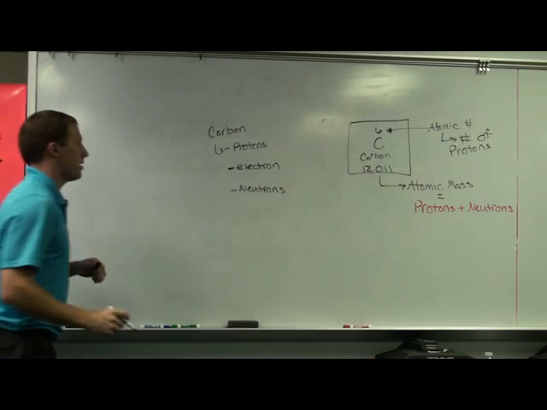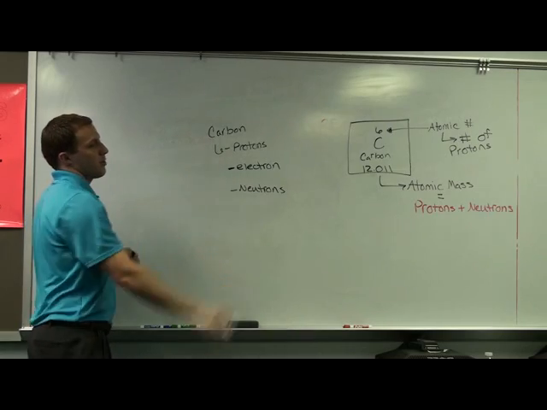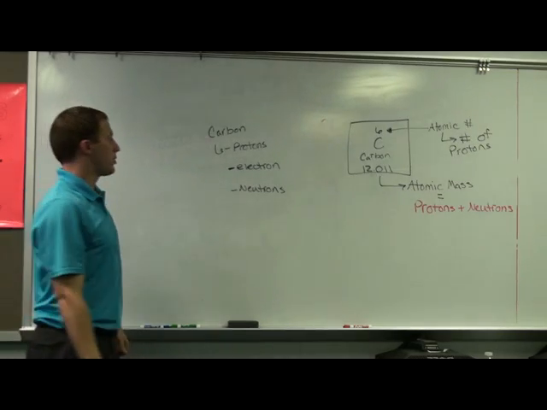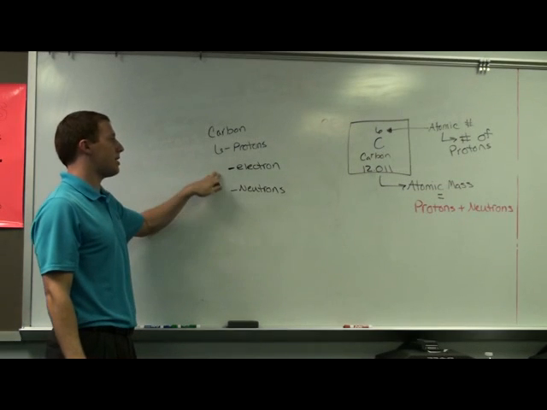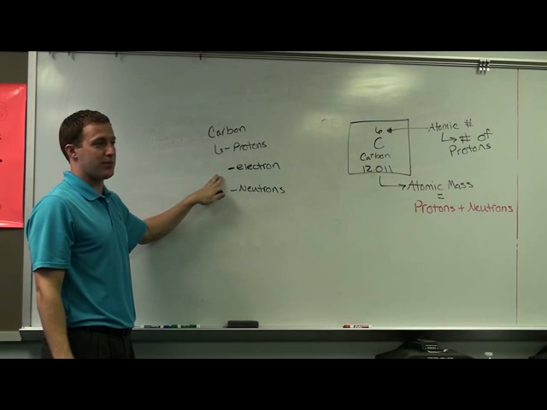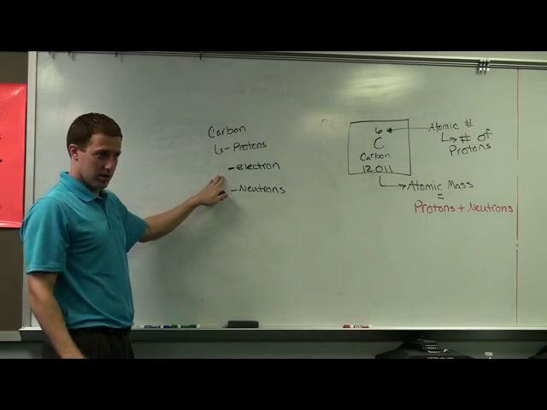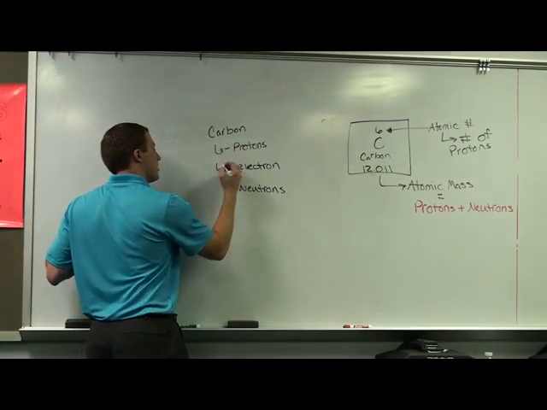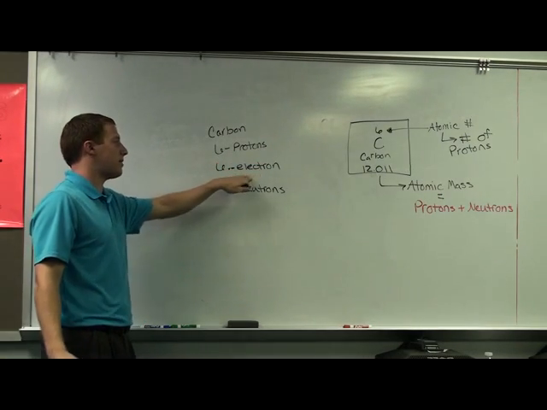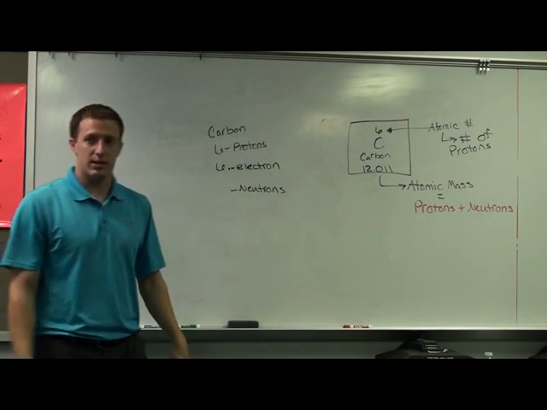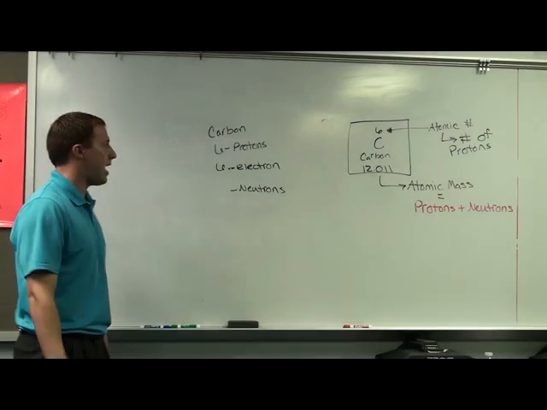Okay. Next, an atom wants to remain neutral. So to remain neutral, if it has 6 positive protons, it has to have how many electrons to balance out 6 positives? 6 negatives. Good. In a normal atom, if it has 6 protons, it has to have the same number of electrons, right? So it has to have 6.